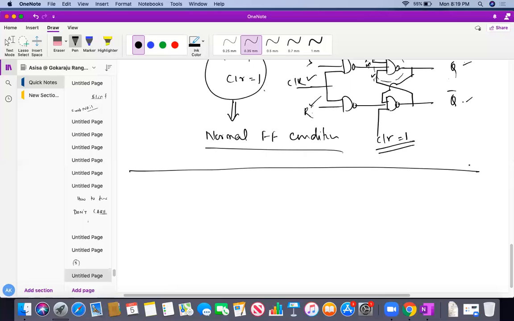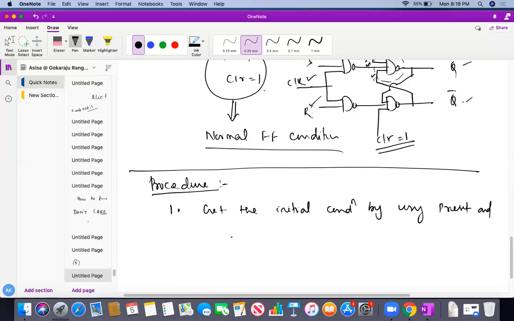So see here, now somebody will ask, in order to set the initial conditions, we have to follow the procedure. What is the procedure to follow? Procedure to set the flip-flop. And now the question is how the flip-flop actually works. So first of all, what you have to do, first step, first procedure, is get the initial condition by using preset and clear inputs.